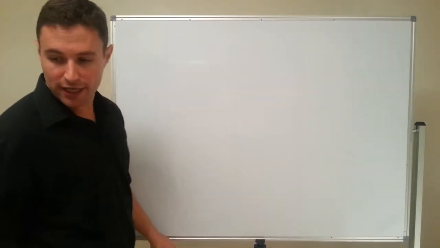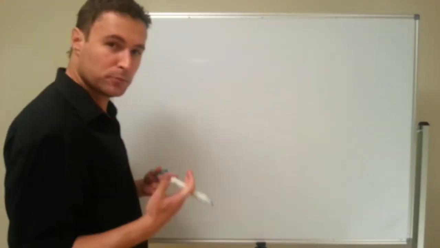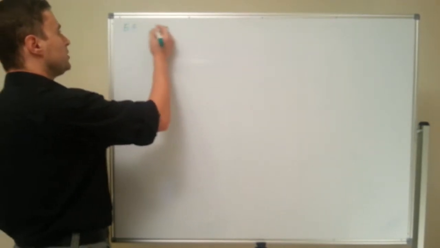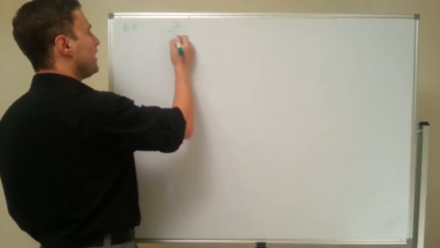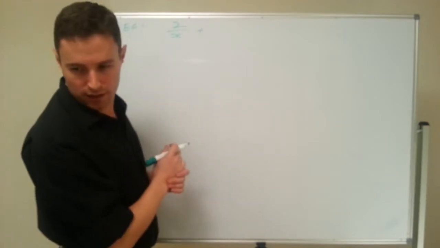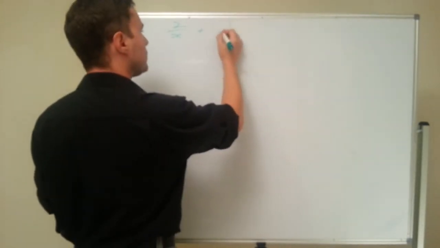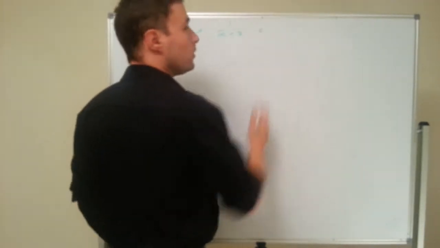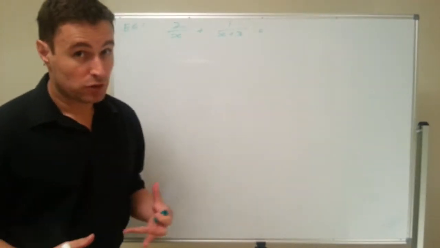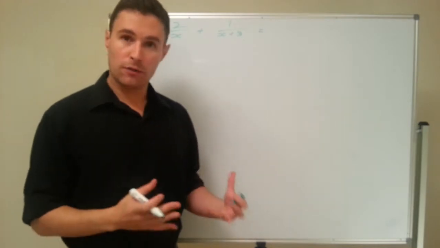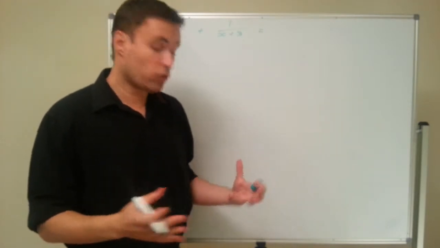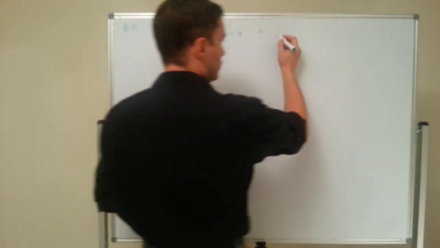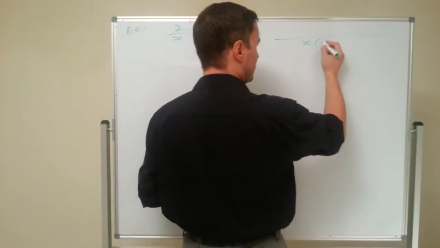Okay, so the next one I want to do is, now let's put the variables at the bottom. Okay, so the next example, e.g., I've got 2 over x plus 1 over x plus 3. Okie dokie. Now, when you have two unknowns, your lowest common denominator is just the product of the two unknowns. The two unknowns multiply by each other. So all I'm going to do is write it like this.